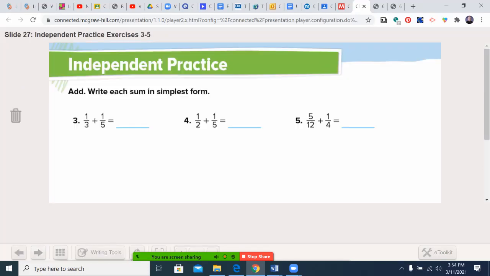All right, let's practice these 3. Don't forget, again, find the common denominator. And don't forget to write each sum in simplest form. You may pause the video now.